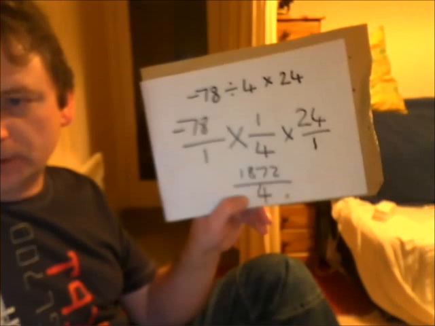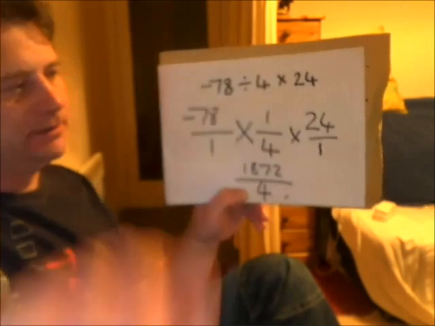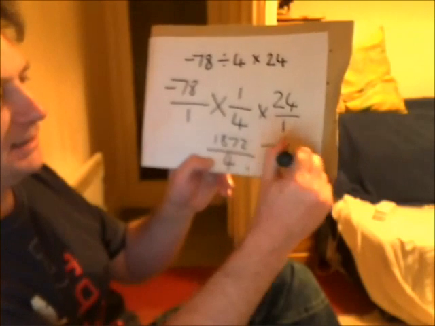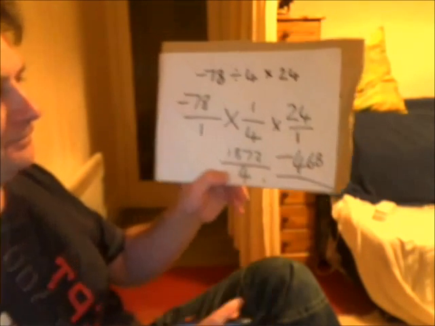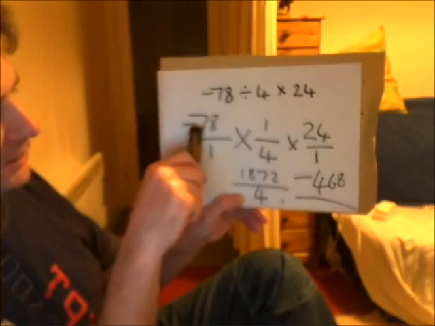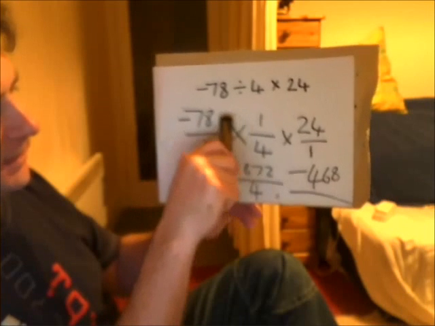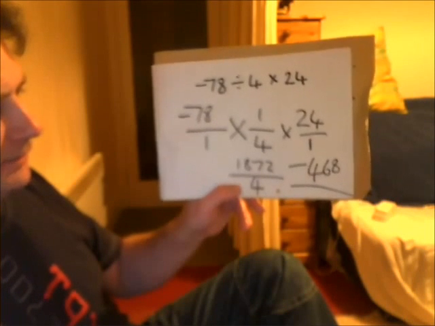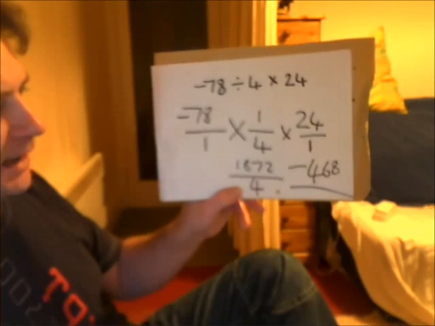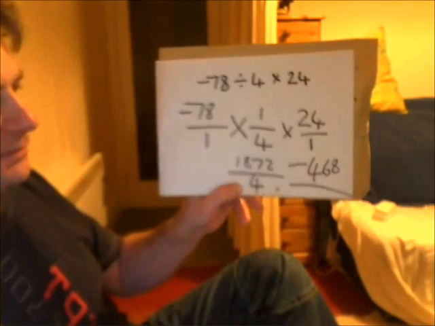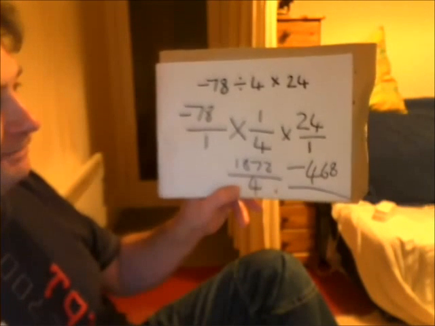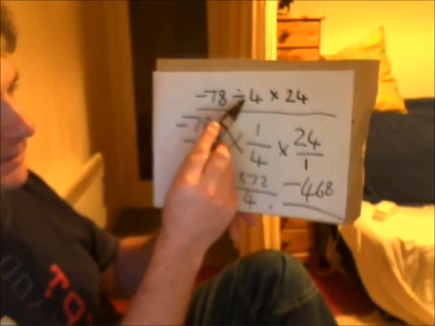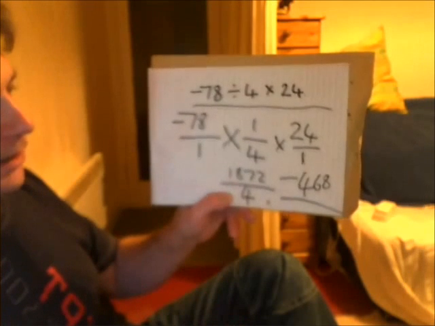So we'll see what that is as an integer. It is minus 468. It's minus 468 because we started off with negative 78 being multiplied by a positive, and a negative times a positive is a negative, and that was times another positive. That gives us our answer. This is the sum here, okay, to stop us getting confused. Negative 78 divided by 4 multiplied by 24.